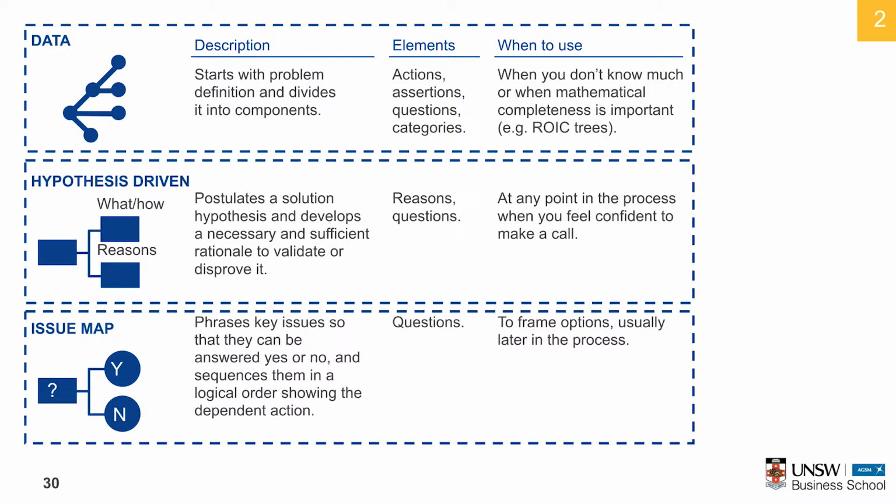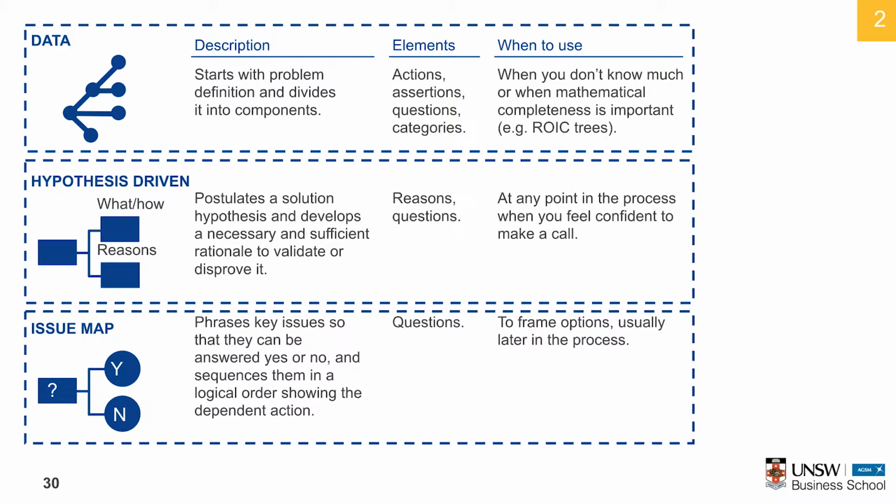The second one is around the hypothesis-driven logic tree, where, if you feel that you've got enough knowledge around the problem area, you could develop an initial hypothesis around the solution to that particular problem, and then look at why is that happening, how is it happening, what are the reasons behind it, and start building up, asking yourselves questions and assertions around proving or disproving that particular hypothesis around the solution.